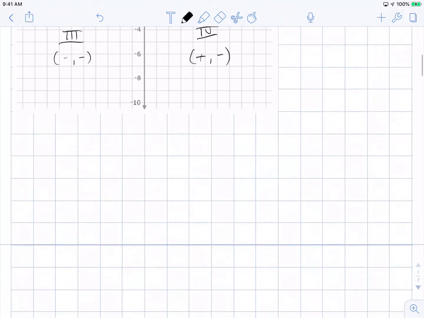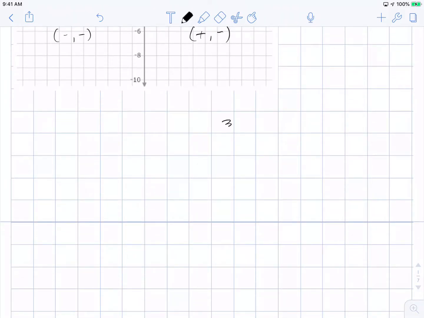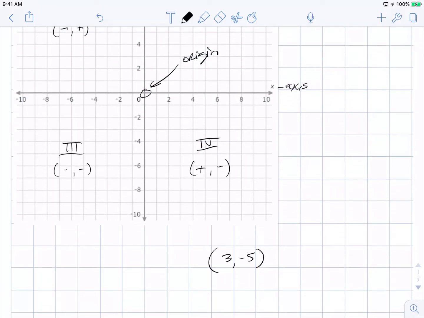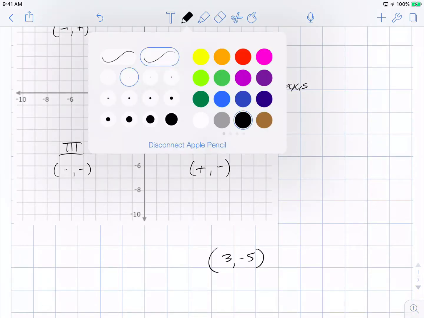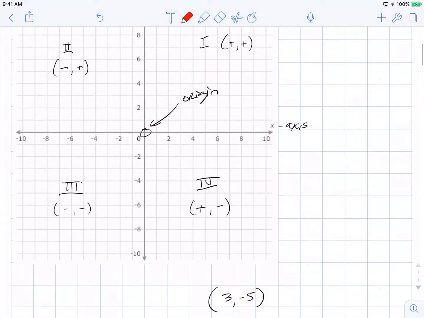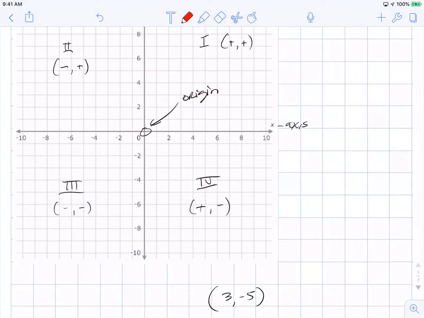Just real quick, to plot a point, if I gave you the point 3, negative 5, we could plot that easily, and I'll use that same graph, but I'll use a color. So 3, negative 5 tells me to go from the origin over 3 and then down 5. So this is the point. This is the point 3, negative 5.